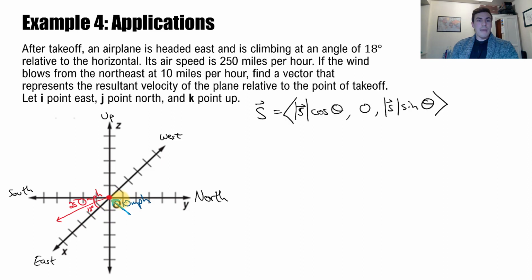So it's going to be the magnitude of the vector times the cosine of theta. And this theta is going to be our 18 degrees. So right now, I'm just finding this component here in my x direction, component in the x direction. That's what this component is right here. And then 0 in the y.